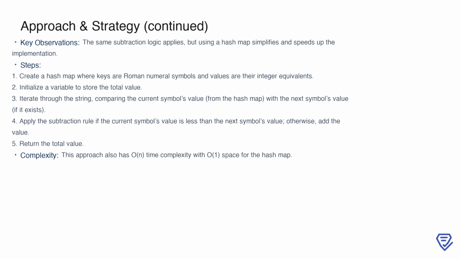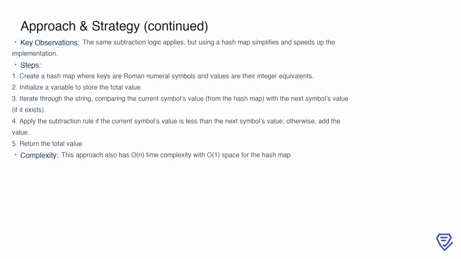The process starts by initializing a hash map with all Roman numeral values and a variable to store the total sum. As we iterate through the string, we use the hash map to quickly retrieve the value of the current symbol. If the current symbol's value is less than the value of the next symbol, we apply the subtraction rule, otherwise, we add the value to the total. Once the iteration is complete, we return the total value.